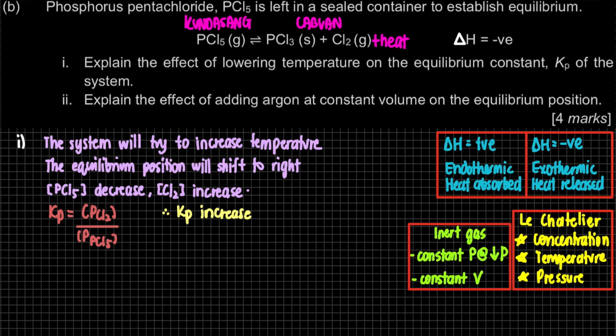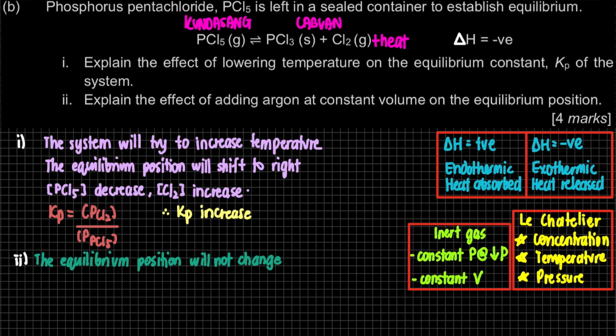So back to the question, they asked to explain the effect of adding argon at constant volume. For constant volume, there's no effect. There are no changes. So how to explain it? Since it does not have any effect, we will just mention there's no effect here. The system does not need to counter anything, and there is no equilibrium position shift either. So the equilibrium position will not change. It will not shift because here it has no effect.